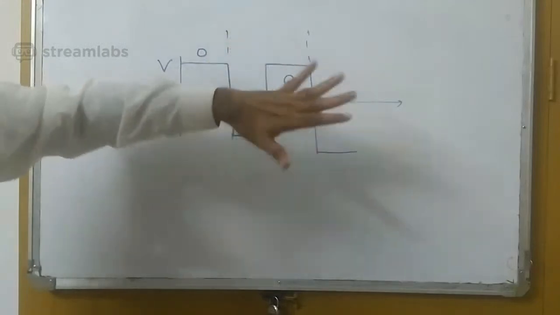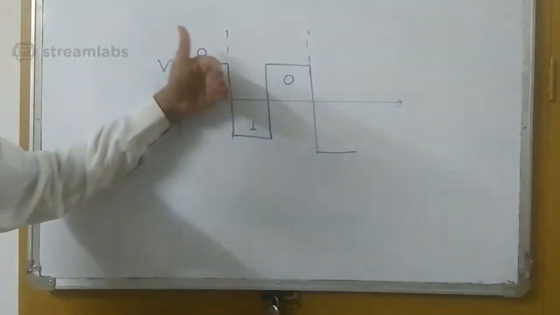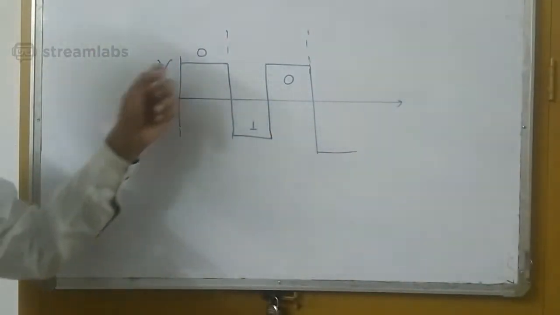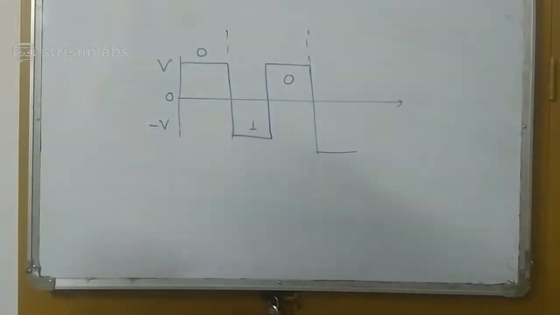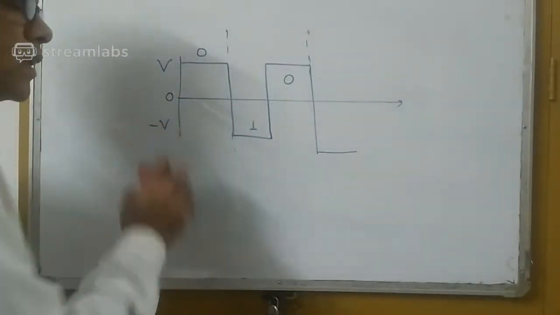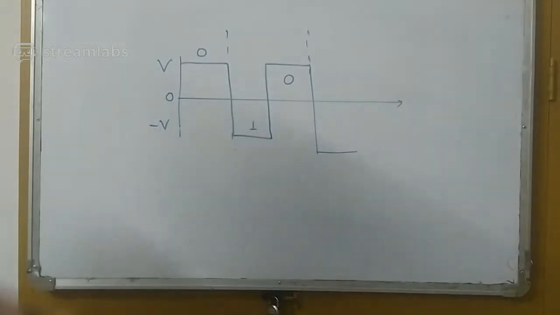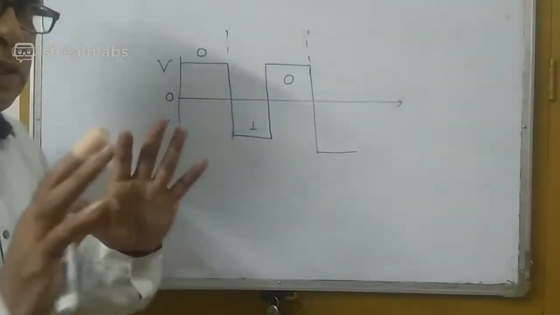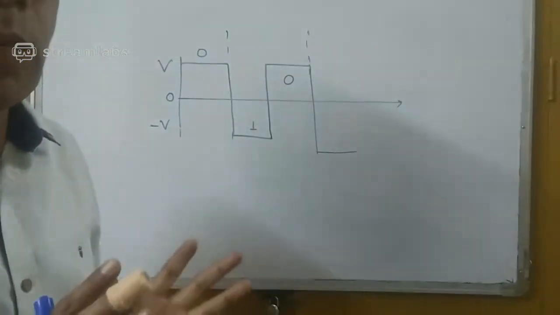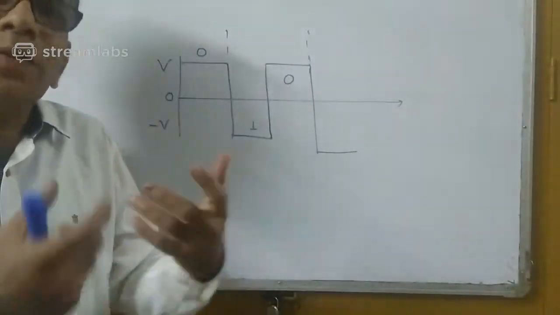So here again, voltage levels are used for representation of the bits. Okay, next is the NRZ-I scheme. Too many schemes may create a problem, some kind of confusion.